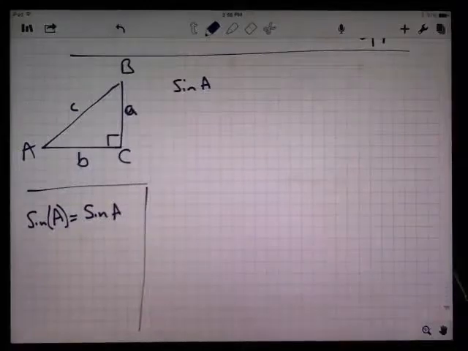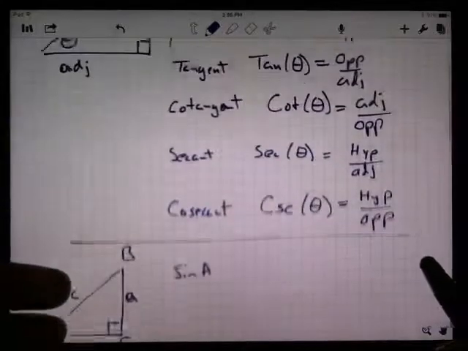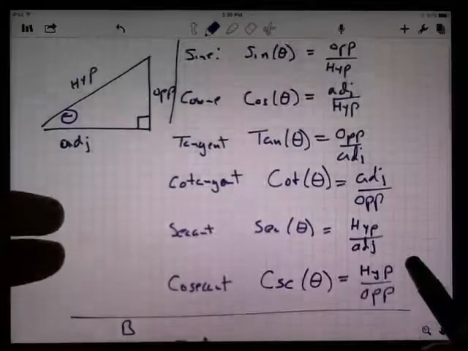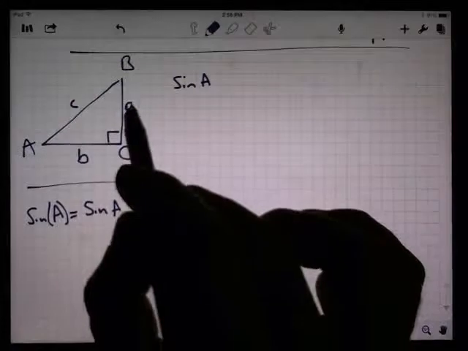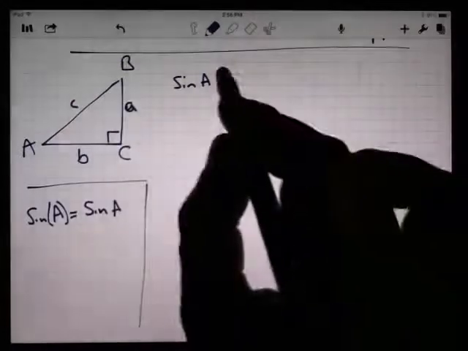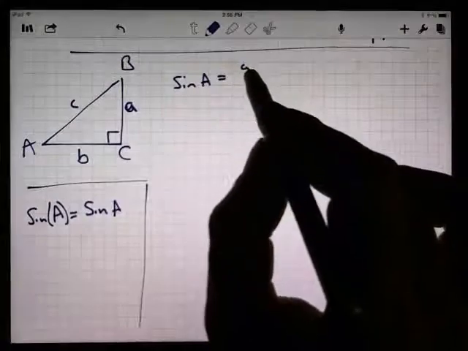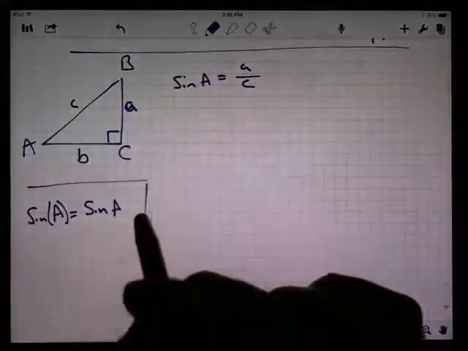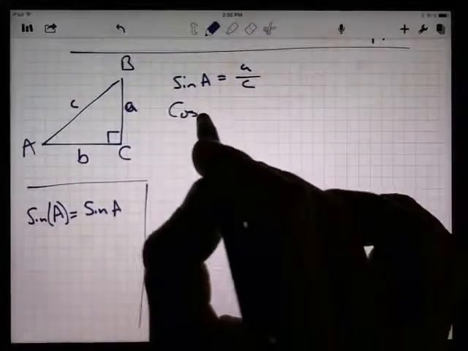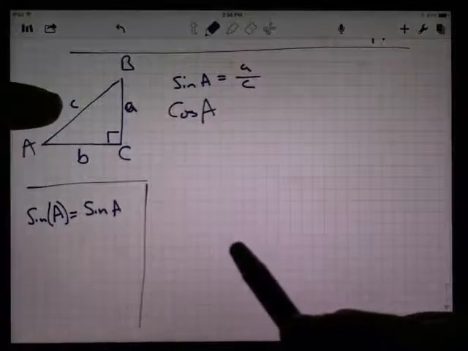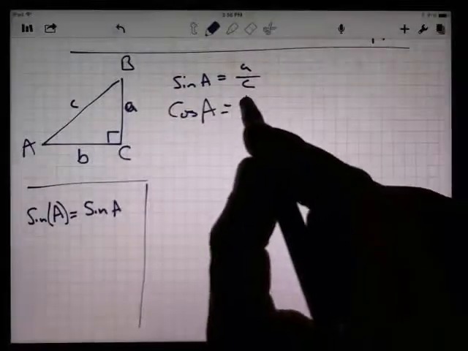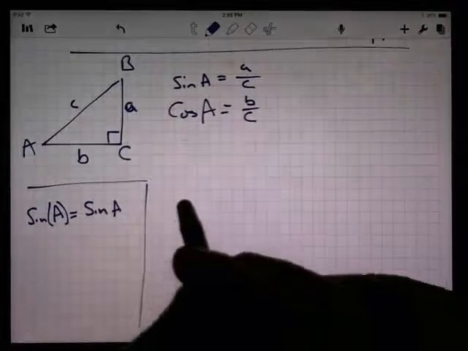Well, what's the ratio of sides? Sine was opposite over hypotenuse. So as I'm right here, sine is the opposite over hypotenuse. It's side a divided by little side c. What's the cosine of angle A? Well, up above our definition was the cosine is the adjacent divided by hypotenuse. So that would be little b divided by c.